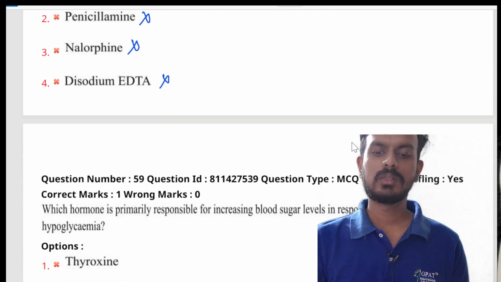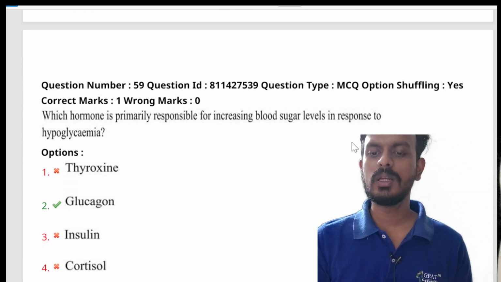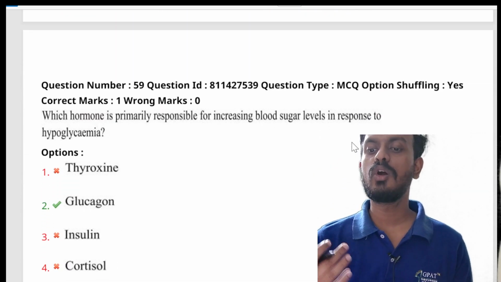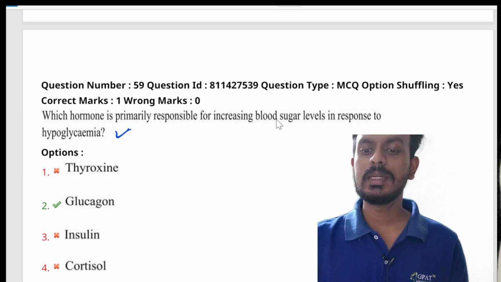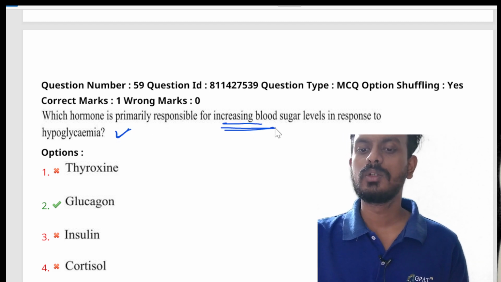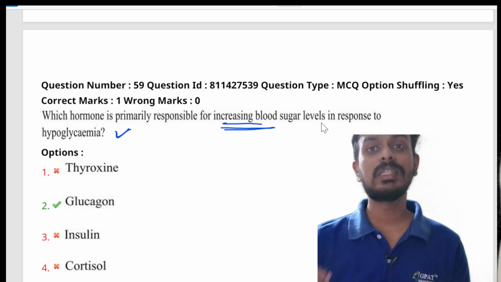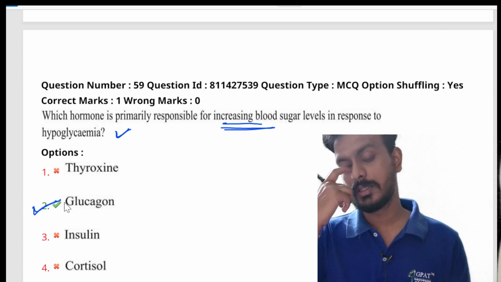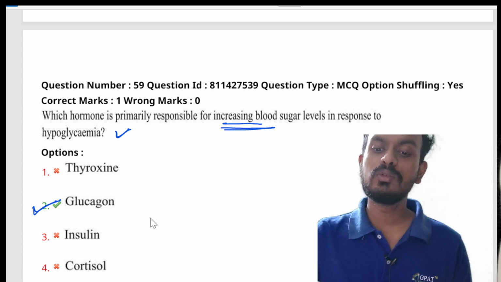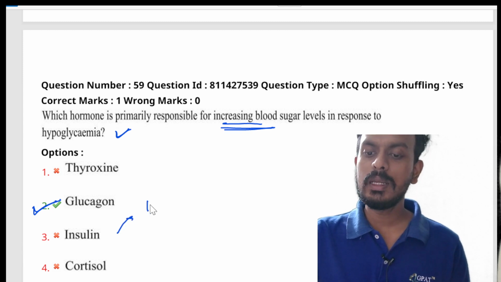So moving to the next question, which hormone is primarily responsible for increasing blood sugar level in response to hypoglycemia? Okay, which increases the blood glucose level. So when it is asking about increasing blood glucose level, glucagon will be the correct answer. What does insulin do? Insulin basically treats hyperglycemia.